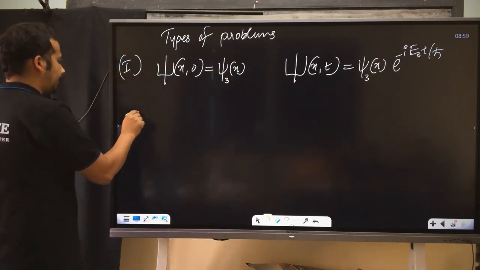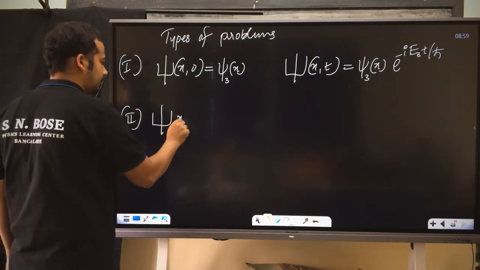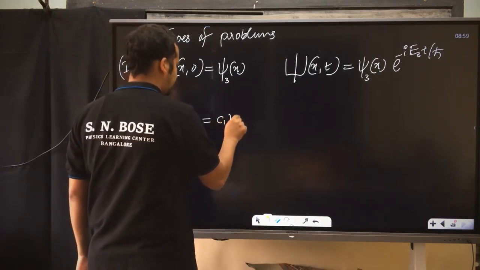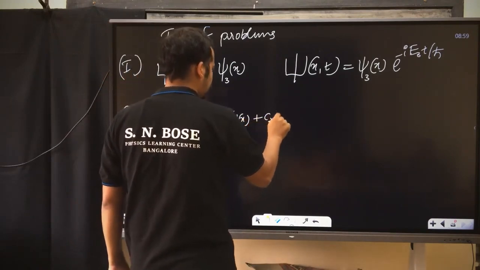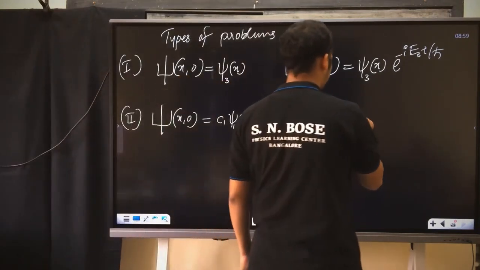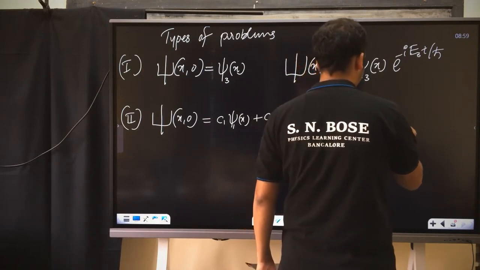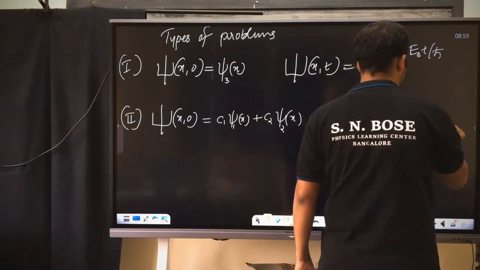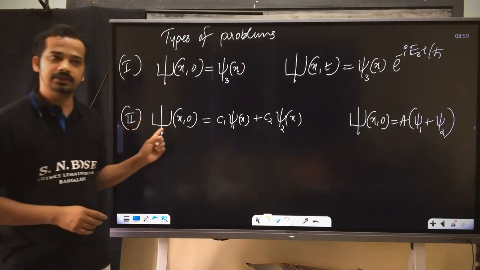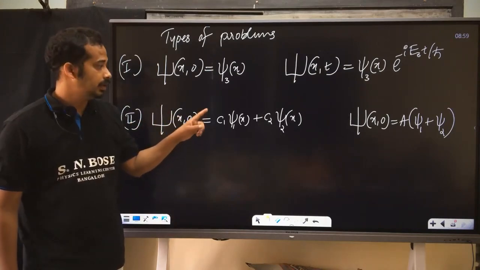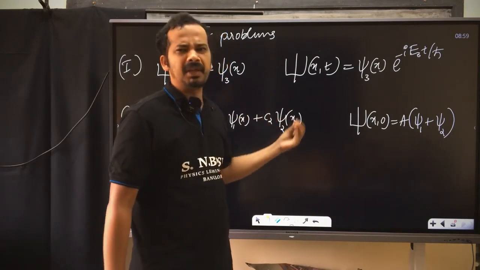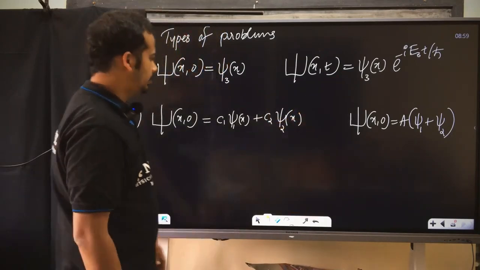Second one, they will give an initial state, suppose C1 psi 1 of x plus C2 psi 2 of x. In problem 2.5, he has given psi of x comma 0 equal to A into psi 1 plus psi 2. This is another type of problem where the state they mention is a linear combination, but with a finite number of terms: 2 terms, maximum 3 terms.